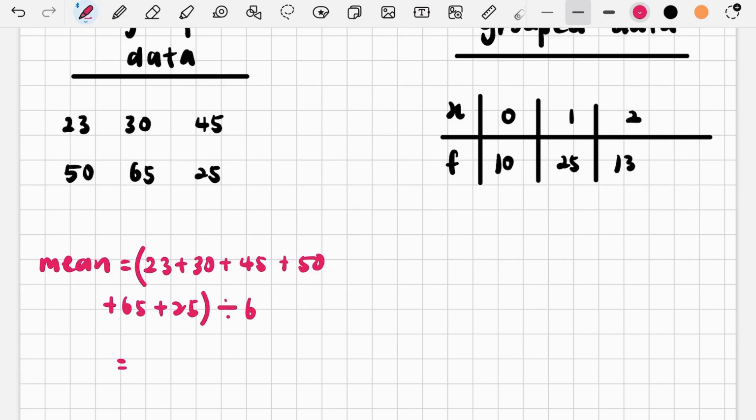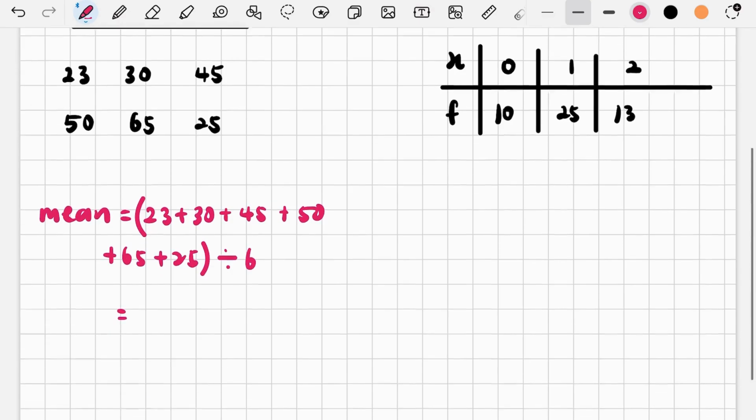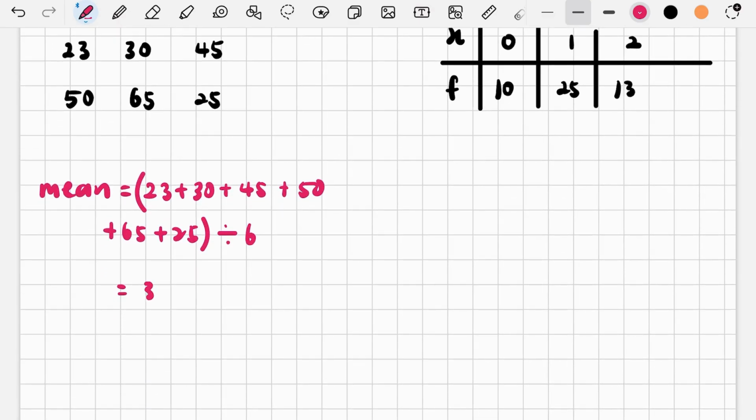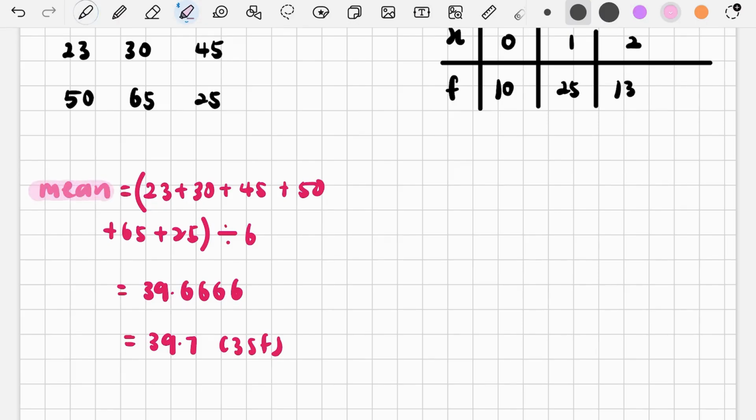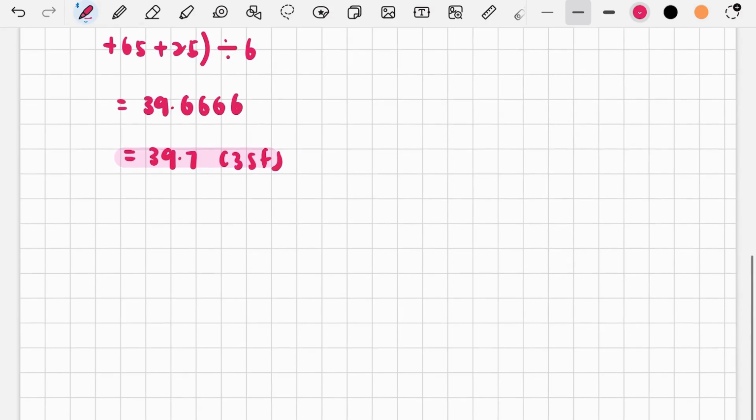I'm going to just very quickly press my calculator. 23, 30, 45, 50, 65, and 25. Then from here your mean is actually 39.66667 all the way. So you'll give me in 3SF, which is 39.7. So this will be your mean, right? So easily you got the value of your mean. Mean is like average in primary school, right? So how do you look at your standard deviation?